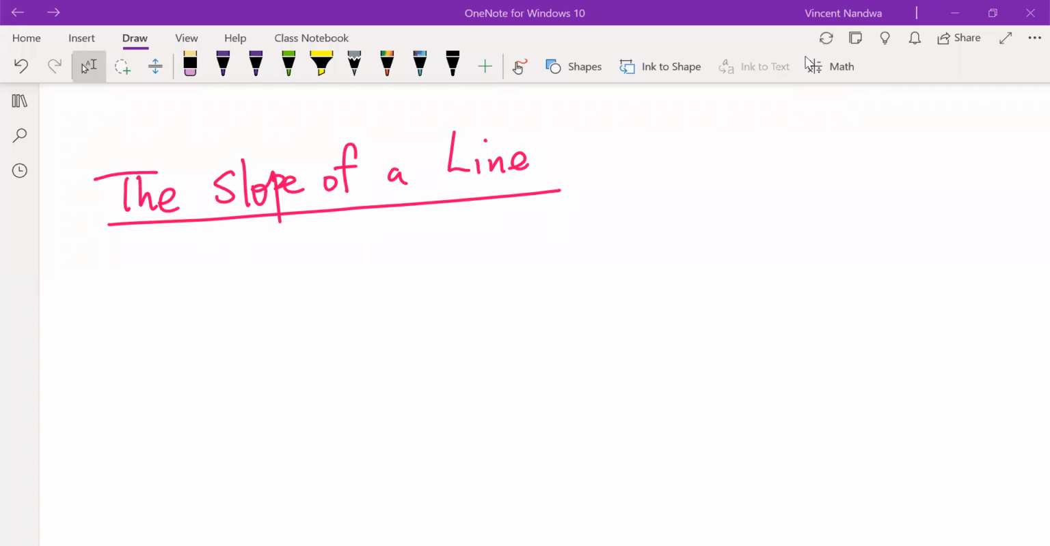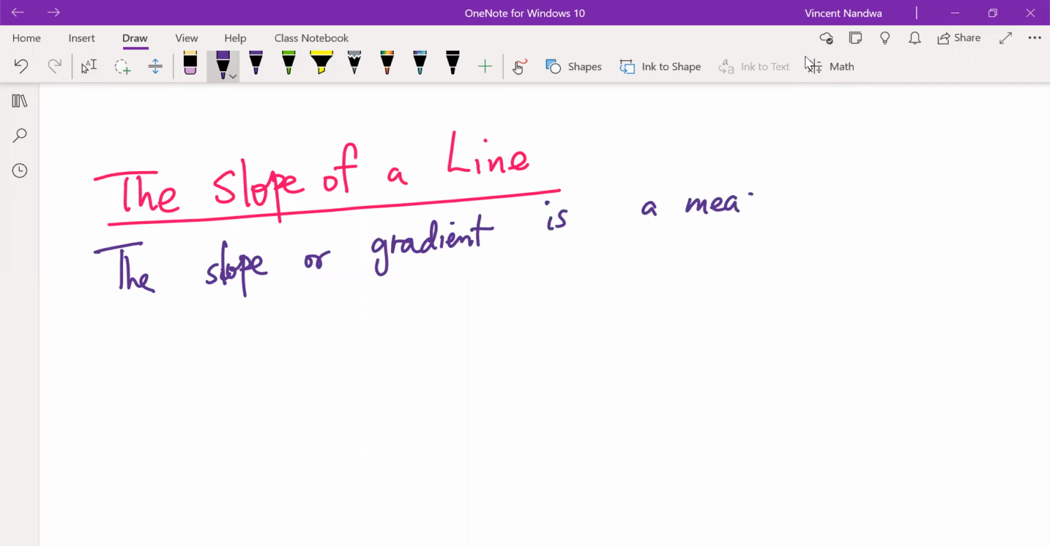So welcome back. We are going to discuss the slope of a line. First, we define the slope. Slope or gradient is a measure of steepness.